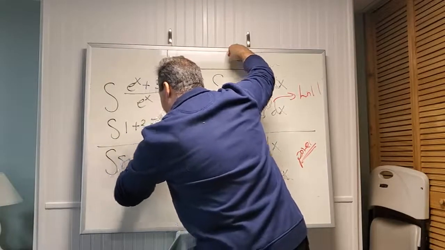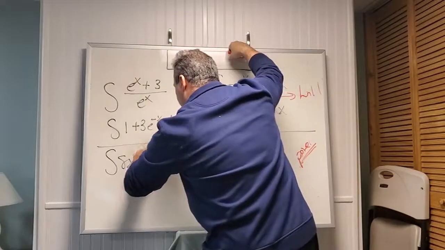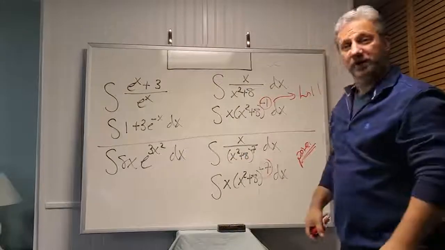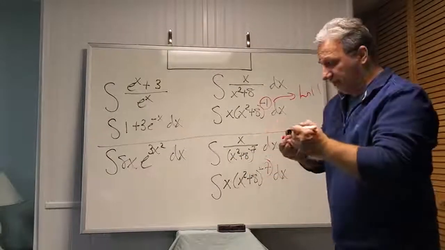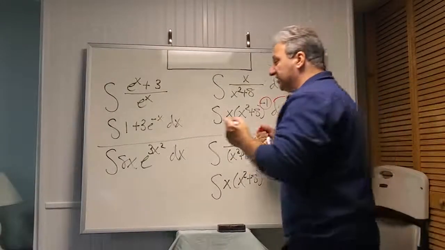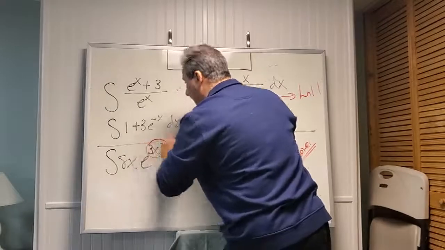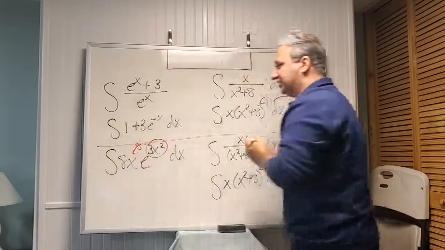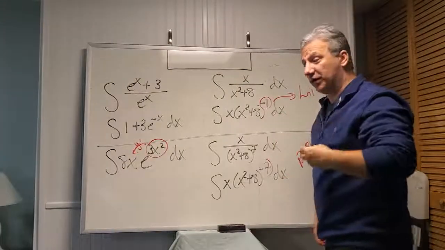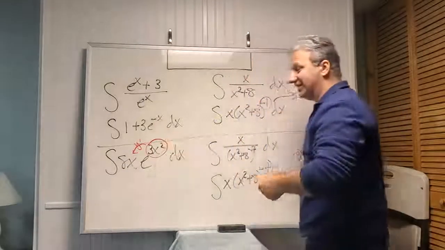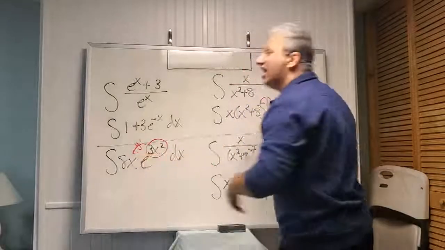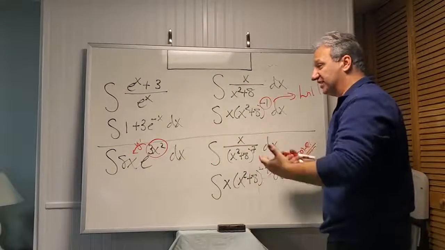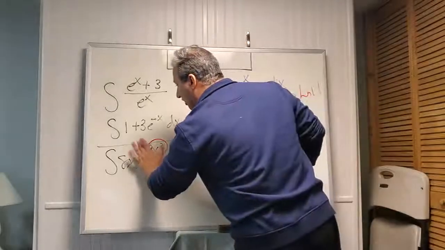If I see 8x e to the 3x squared dx, that's a U-sub. That's straightforward, right down the middle, U-sub. The reason I know is I've gotten used to the derivative matching. There is a derivative matching game in my head I'm always doing. The derivative of 3x squared is 6x. Oh, the x. There's a cancellation in the U's and the DU's. There's a cancellation technique that I keep using over and over.